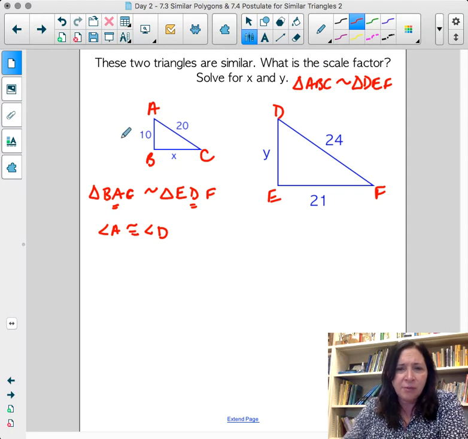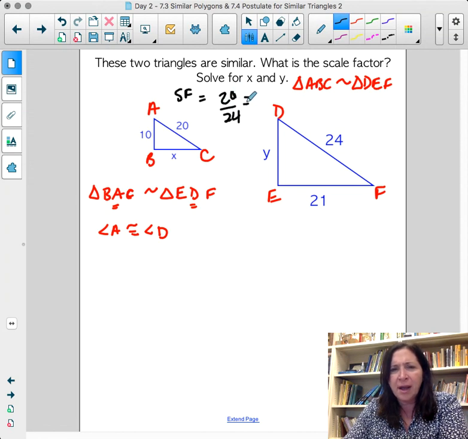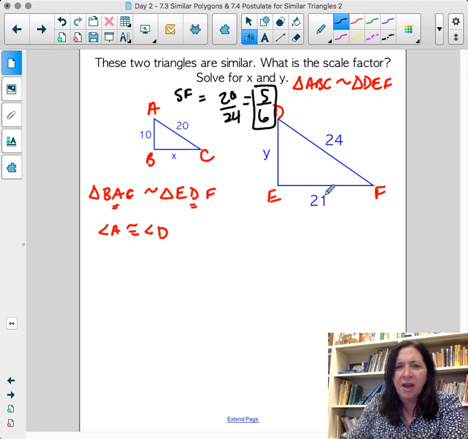So scale factor. Remember, I need the sides the same. So I can't go 10 is to y. I can't go x is to 21. But my scale factor, which I'm going to call SF, is 20 over 24. And so I'm going to divide by 4, and I get 5 over 6. So my scale factor is going to be 5/6.